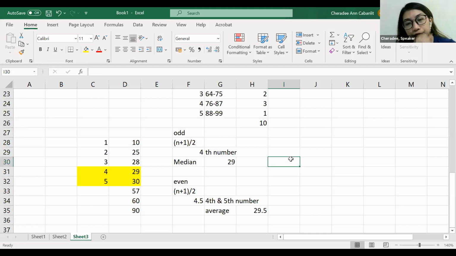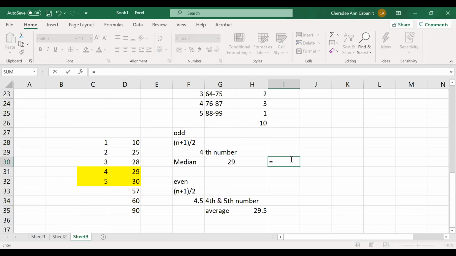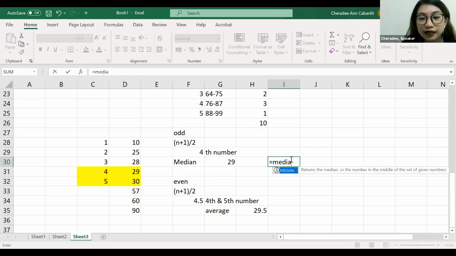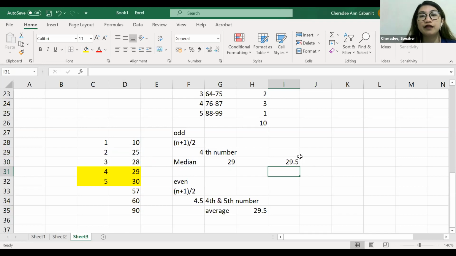Why do you think so? By the way, before that, I have a secret, so you no longer need to do n plus 1 divided by 2. There's a command in Excel, MEDIAN. Right here, median. Automatic. 29.5. See? No more hassle.